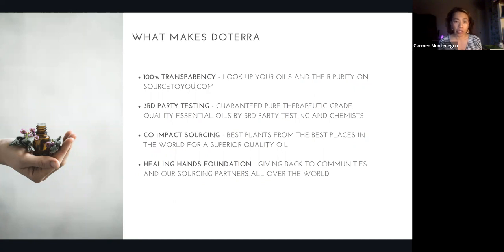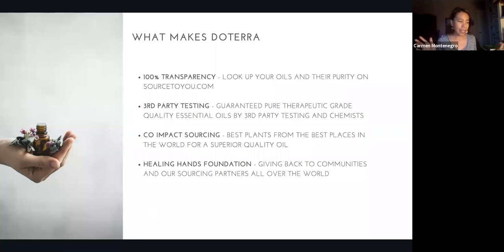You can actually go to source2you.com. When you buy a bottle of essential oil, there is a code on the bottom of the bottle that you can write down. It's like the lot number. You enter it on source2you.com, and it will pull up the chemistry of the oil that was tested for doTERRA. Source2you.com is a doTERRA site, but if you put in the number of the bottle that you actually bought, it sends you to another site that actually tests doTERRA.